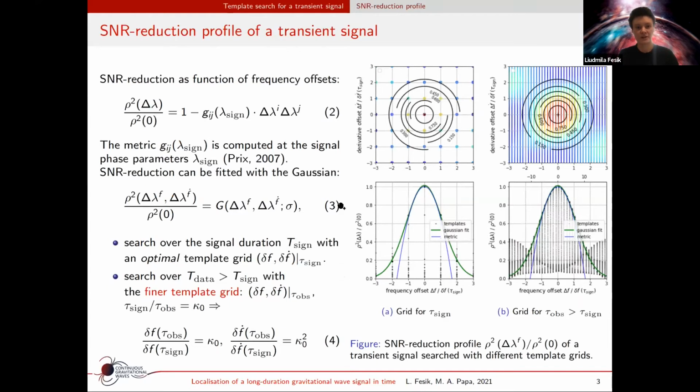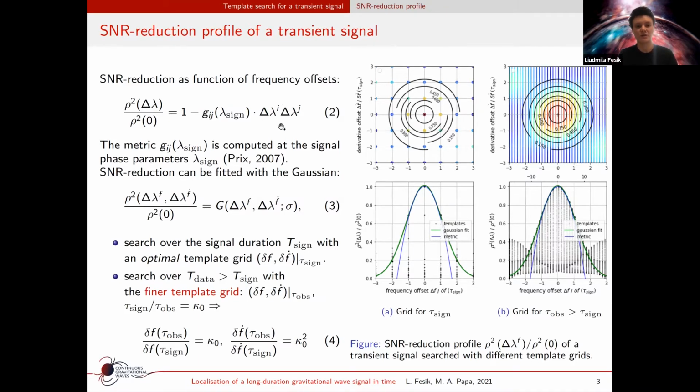Let me firstly show what is the SNR reduction function, SNR reduction profile as a function of frequency offsets. So when we search with the template grid, we have some offsets from the perfectly matched signal parameters. The SNR reduction as a function of the frequency offsets has been already shown in the paper by Prix about the metric. It depends on the metric of the signal.